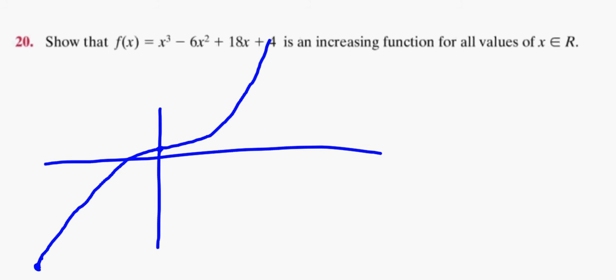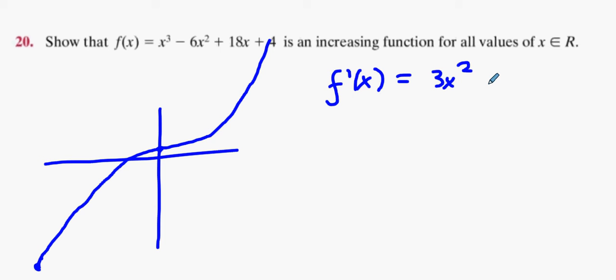Now we have to prove that it's constantly going upwards. And here's how we do this. First derivative. What's that mean? 3x squared minus 12x plus 18. Now, we would have remembered something back in the day called completing the square. We would have done it a while ago. So let's figure out this. Let's make things easier on ourselves. Divide by 3. What do we get?